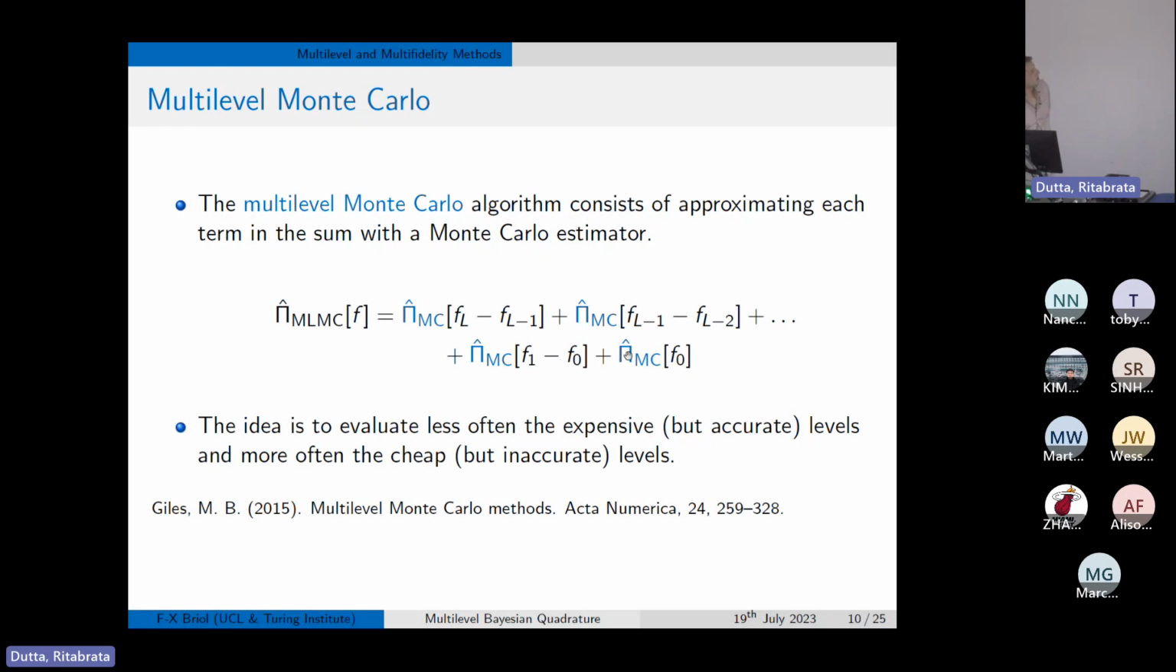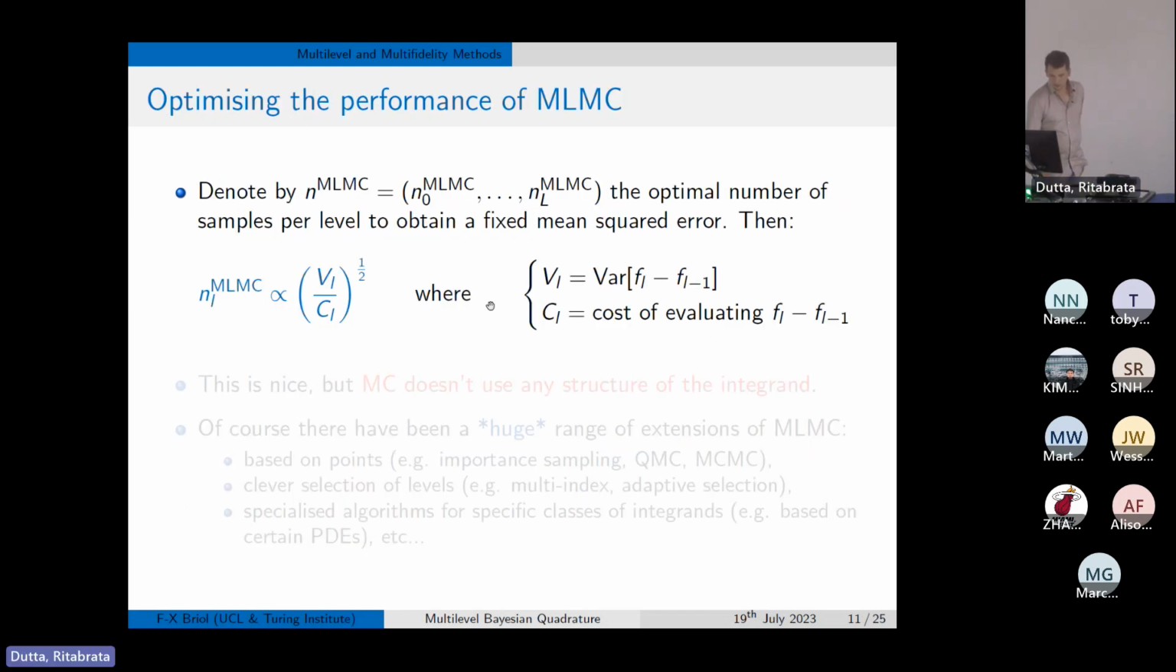Now, why is that a good idea? Well, the reason it's a good idea is that I don't need to use the same number of function evaluations for each of these Monte Carlo estimators. So in particular, for this term, because F0 is cheap, I can just use a very, very large number of evaluations of F0. But potentially, I can use only a few evaluations at the most expensive level over here. OK. So what people normally do is they try to optimize the way in which they allocate their computational budget.